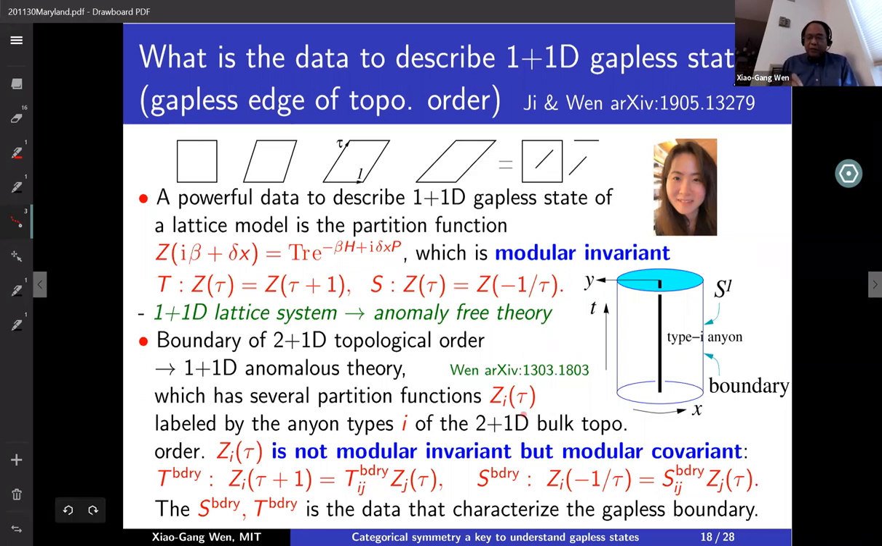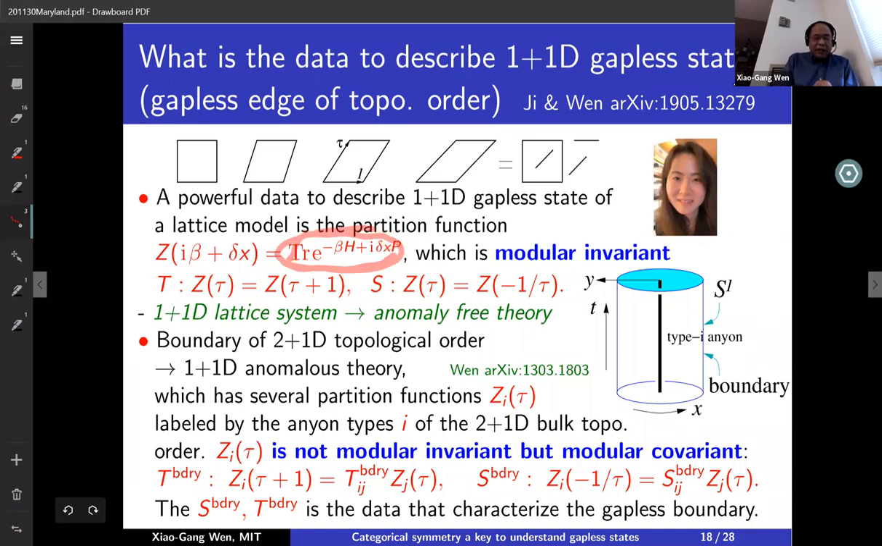The reason is the following. This is a topological order, and this circle is a boundary. We can insert a topological excitation, like an anyon, in the middle of a disk, which is far away from the boundary, so the boundary is not affected. But somehow the partition function is changed in some special way. Therefore, different anyon insertions in the disk give rise to different boundary partition functions. That's how we get a multi-component partition function. After that, you can still define the partition function as usual using the boundary excitations and the boundary momentum.